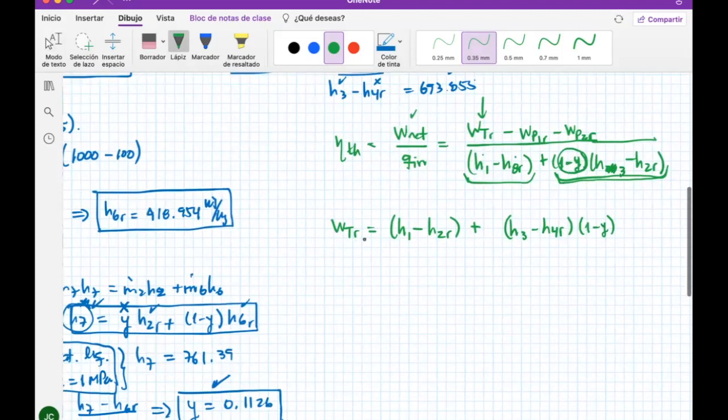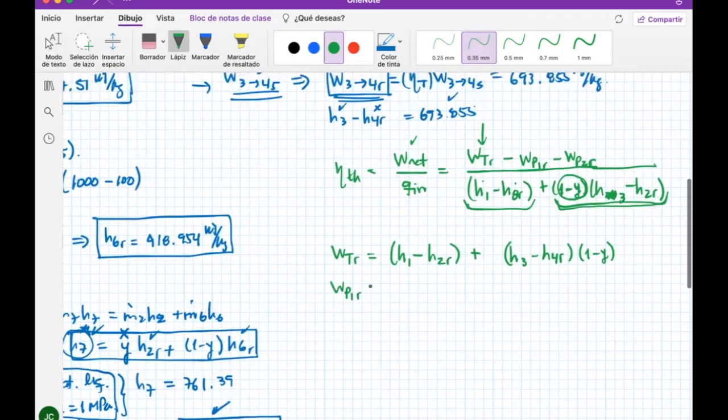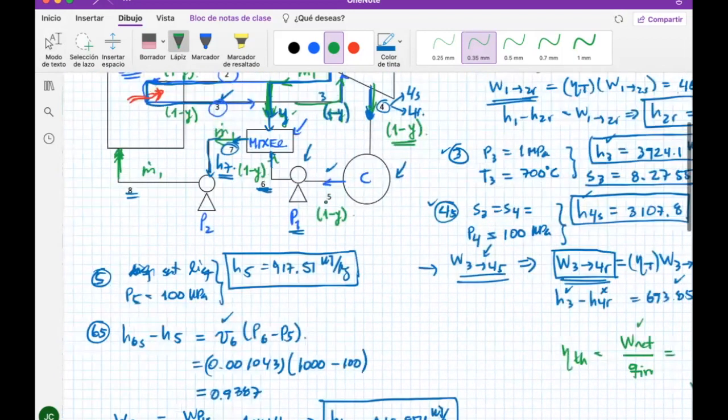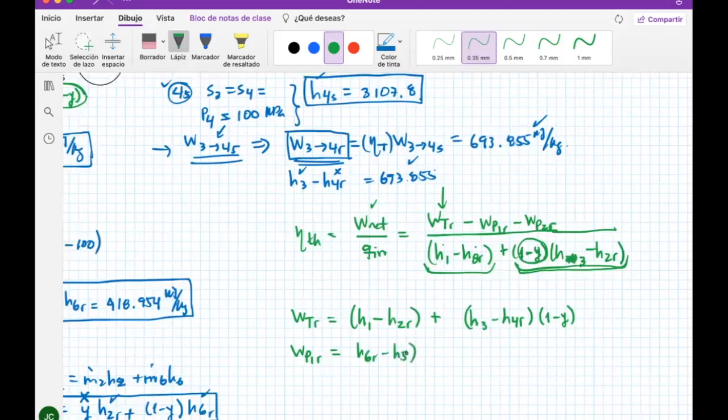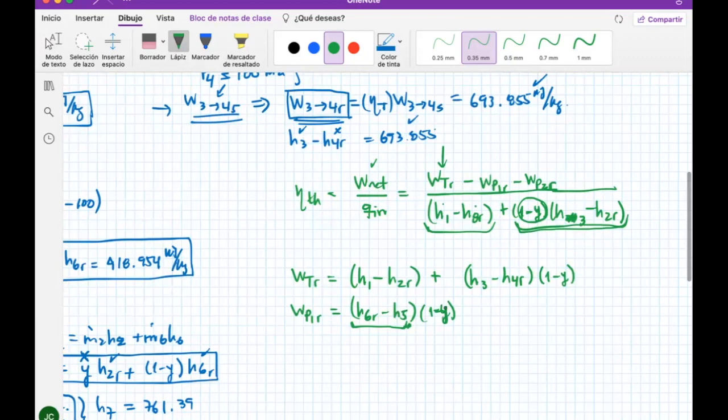Now what about the pumps? Well, P1R is going to be equal to H, from 5 to 6, but just this amount of flow. So H6R minus H5 multiplied by 1 minus Y. We already had this number, we call it the specific work, but now I need to introduce that not the whole flow is going through that pump.